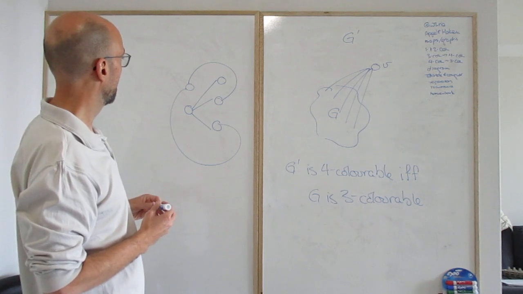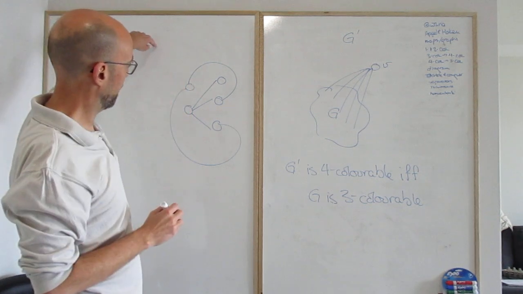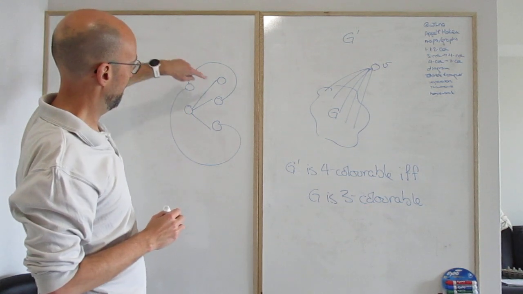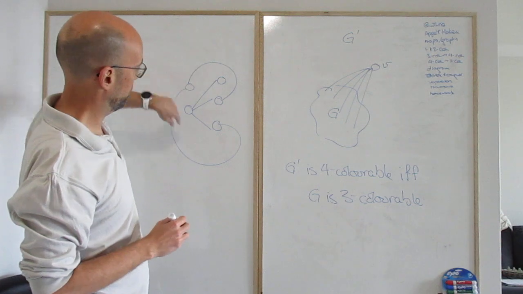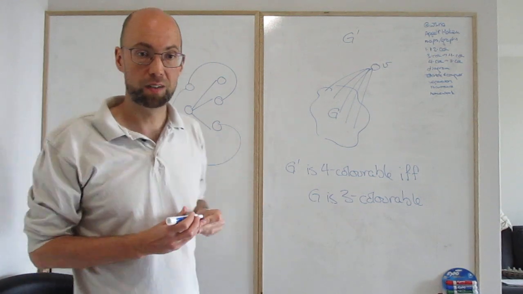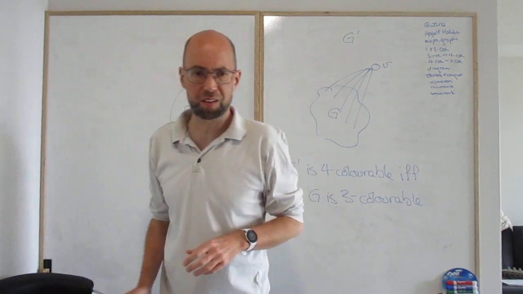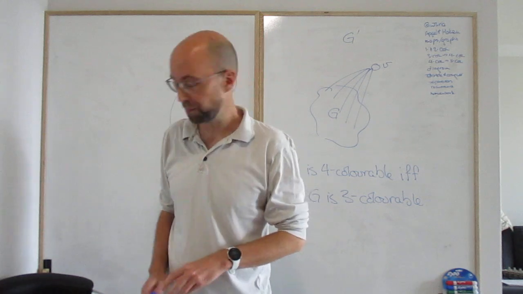Now, if I add another vertex and connect it to everything else, then this becomes not planar. Okay, I think, I just made it. I should check that later.